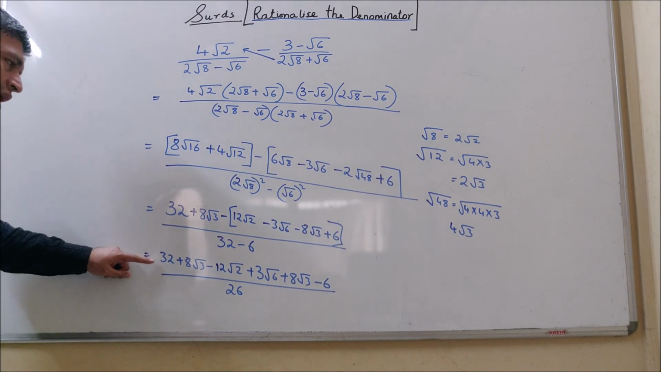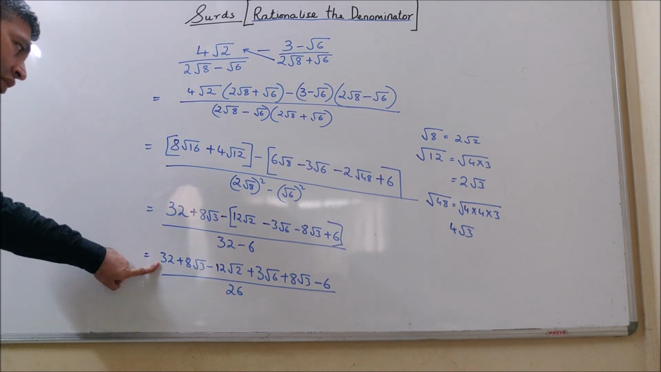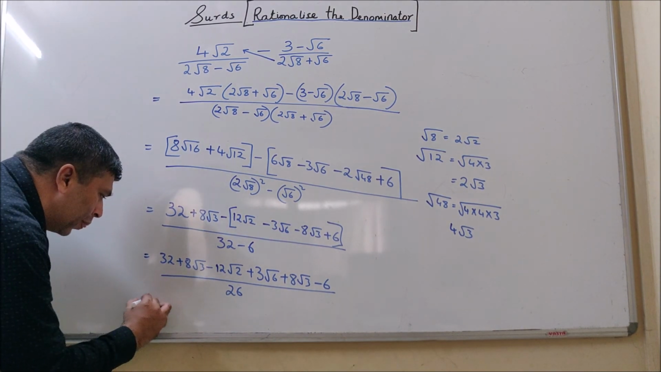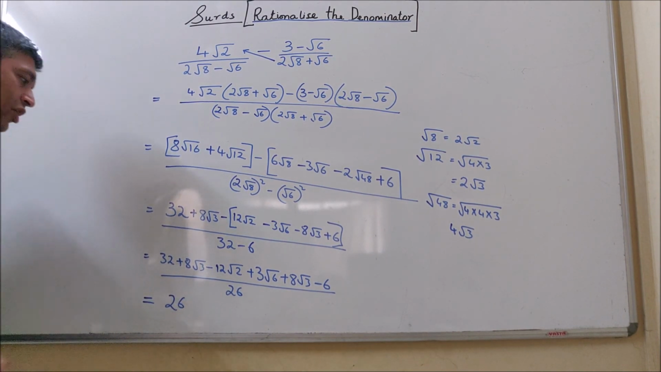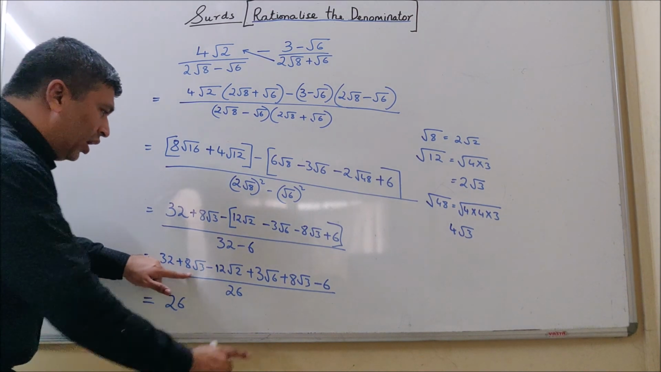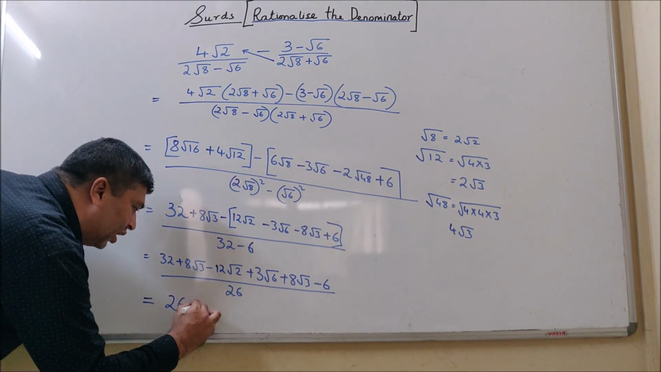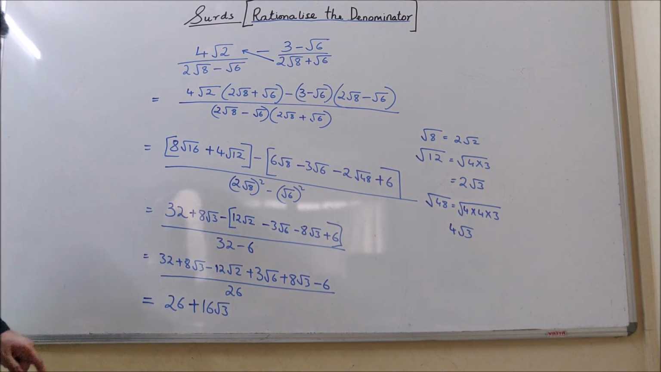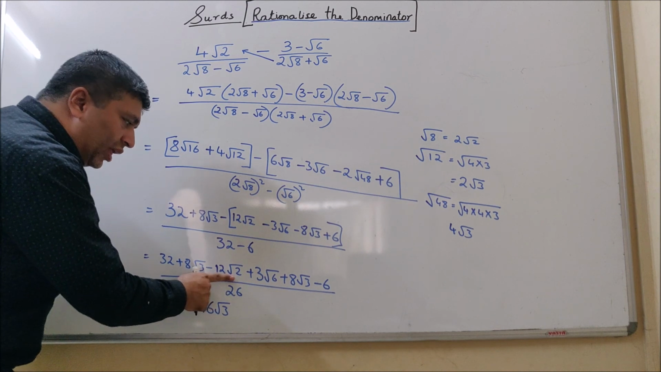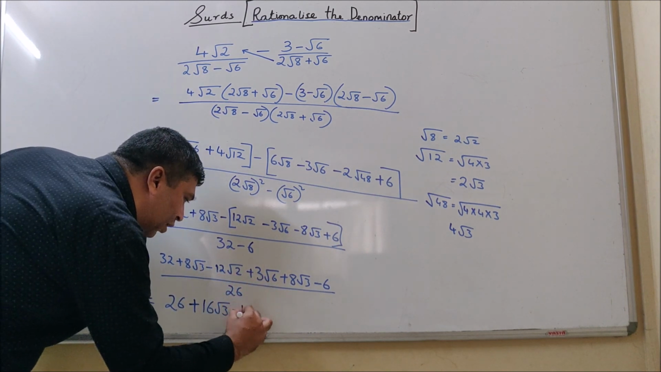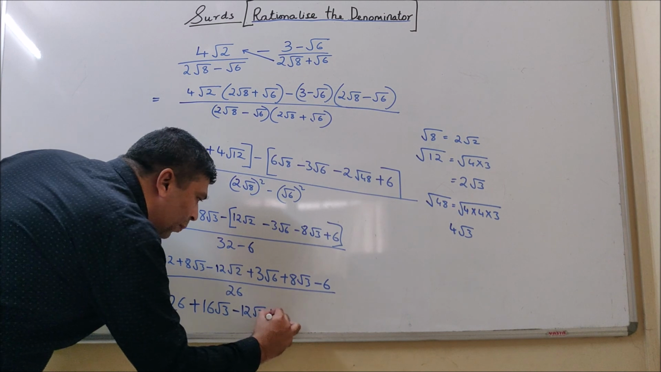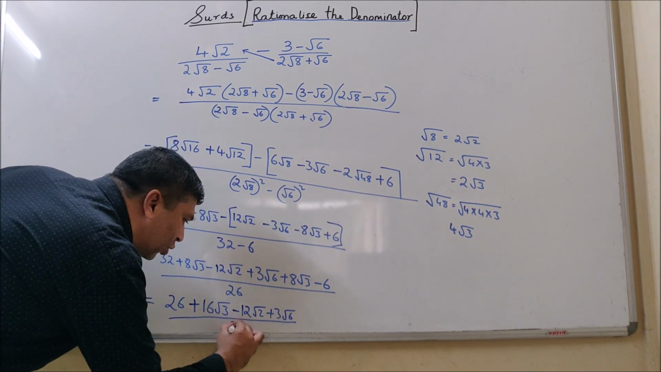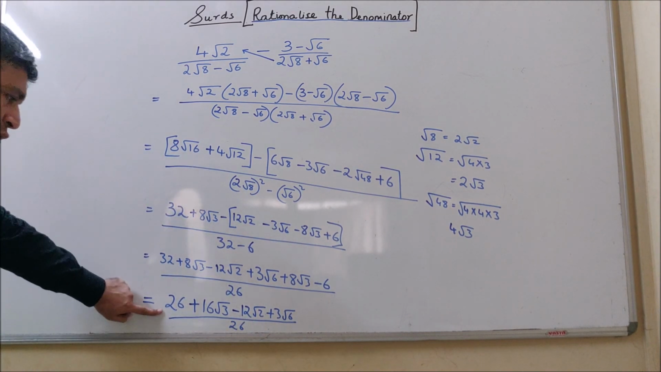Now, if there are any like terms, simplify them. So 32 minus 6 will become 26 in the numerator. 8 root 3 plus 8 root 3 will be 16 root 3. Out here, you don't have anything that can be clubbed, so you just copy that. Minus 12 root 2 plus 3 root 6, and the denominator will be 26. So this is your final answer.